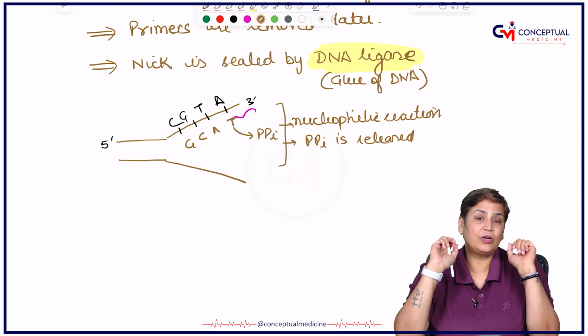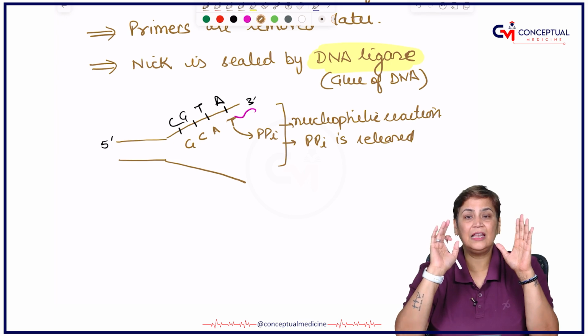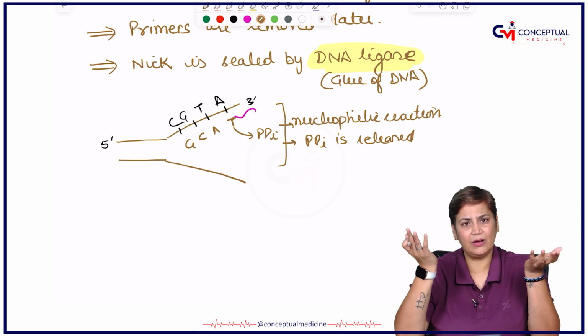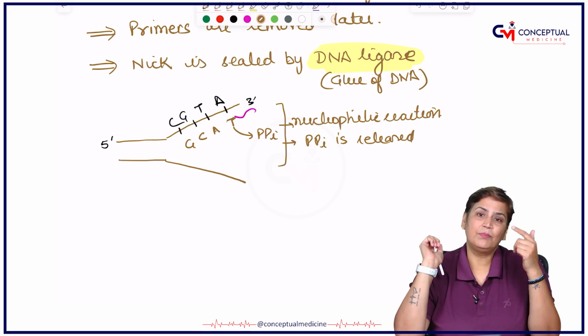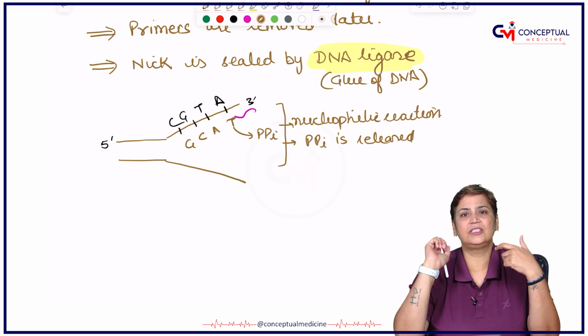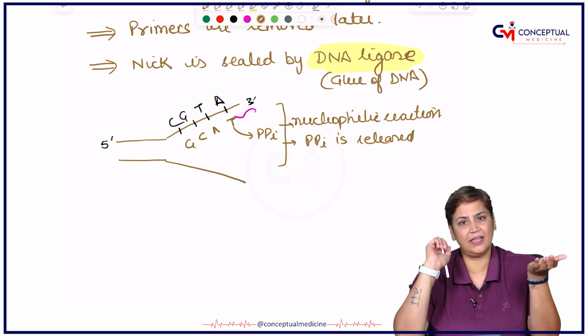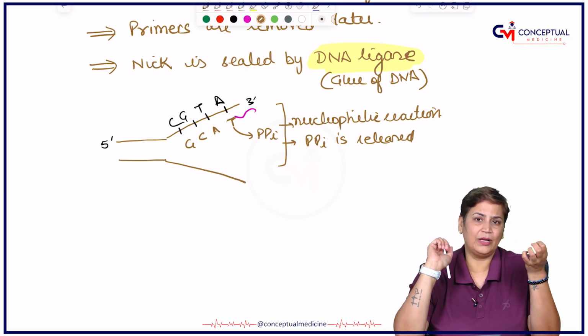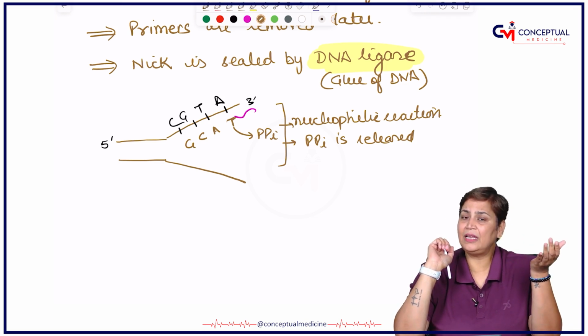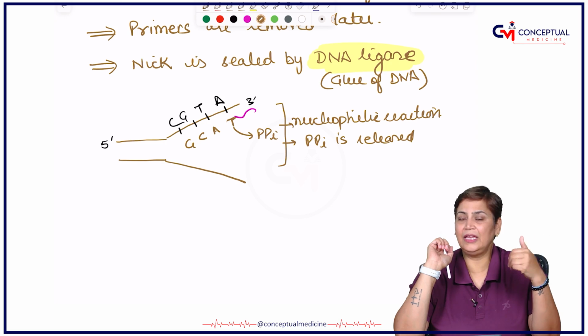Single strand binding proteins will come and they will tell DNA not to anneal again, because we have to form the daughter strands. Prokaryotes lack helicases and topoisomerases, though the function is taken over by gyrases there. And then comes the main one, which is DNA polymerases. Now DNA polymerase is 1, 2, 3 in prokaryotes, alpha, beta, gamma, delta, epsilon in eukaryotes.